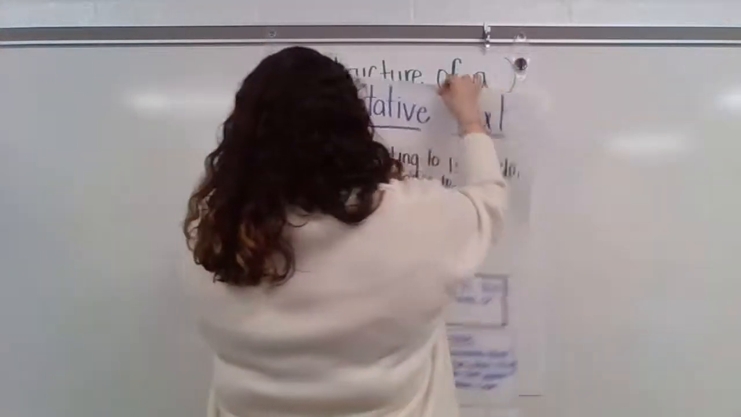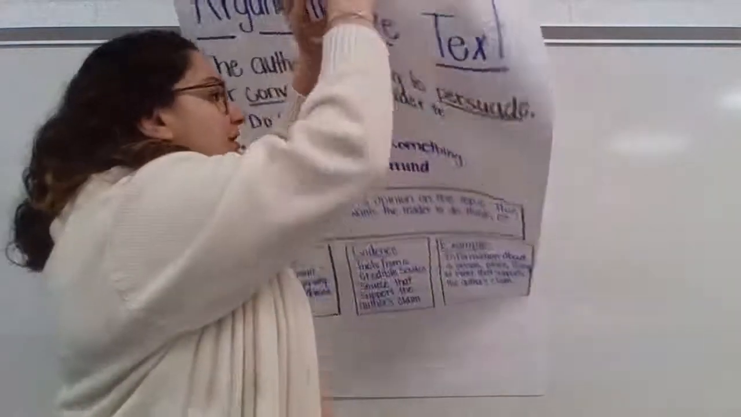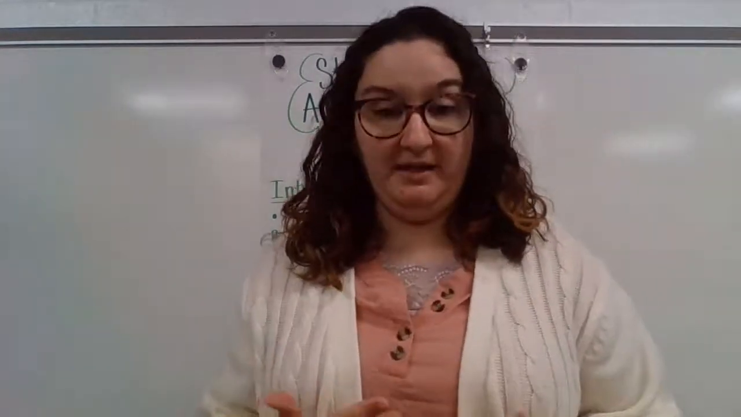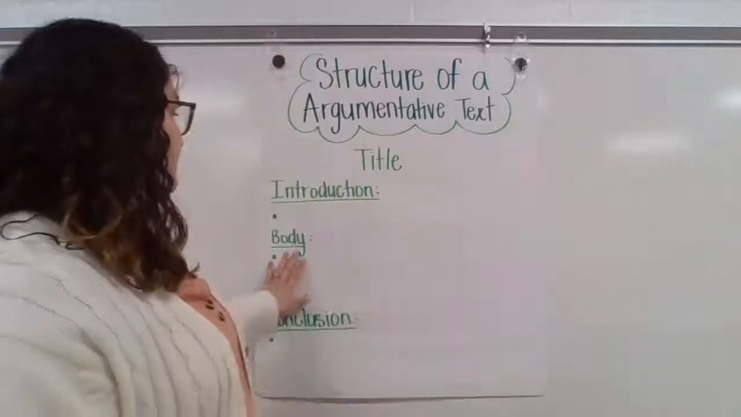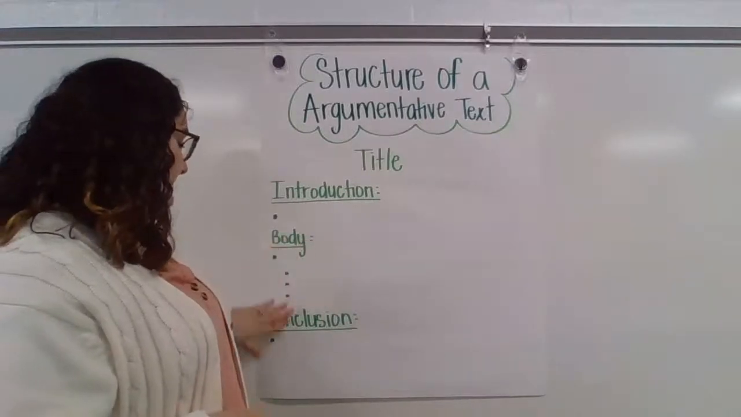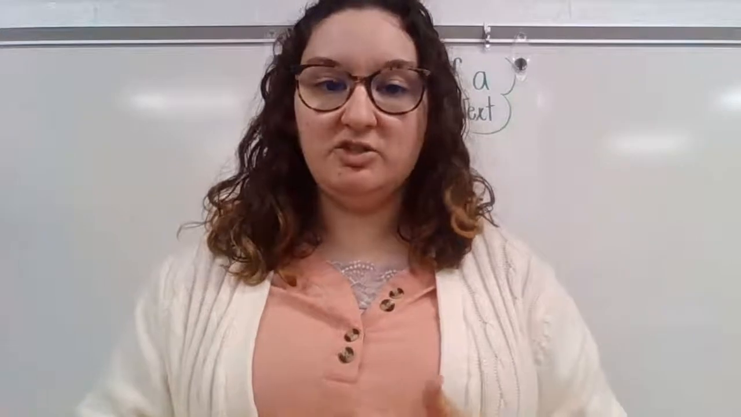So we talked about what an argumentative text is and what it has to have. Today we're going to talk about the structure of an argumentative text. So how is it written? We have the title. It's going to have an introduction, a body, and a conclusion. We are going to go to the Elmo and talk about each different part of our argumentative text. I will tell you what handouts you will need. So let's get started on that.